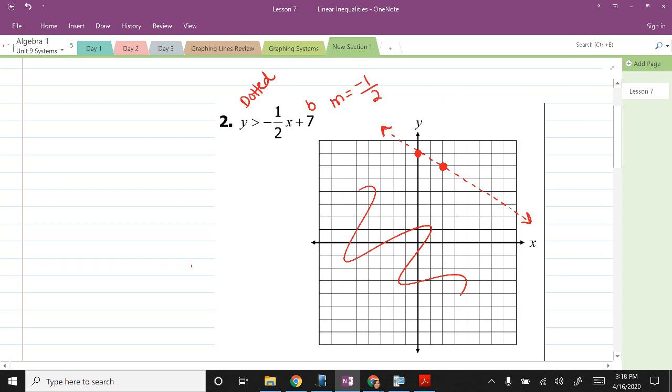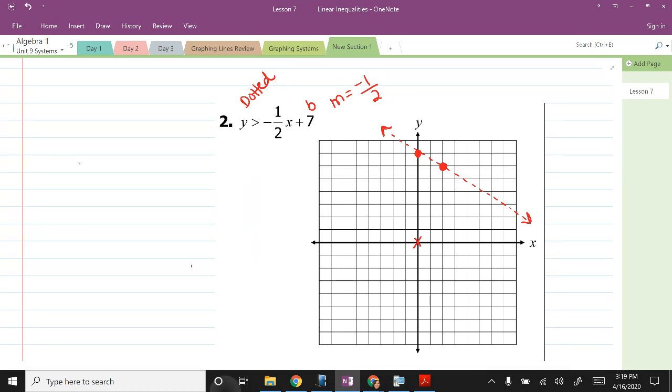So to find out where the solutions are, we have to do a test point. We have to pick a point and test it out. So I'm going to pick 0, 0. That's usually the easiest test point to use. The only time you can't use 0, 0 is if 0, 0 is on our boundary line. And our boundary line is that dotted line, so we're not anywhere close to it, so we're good.